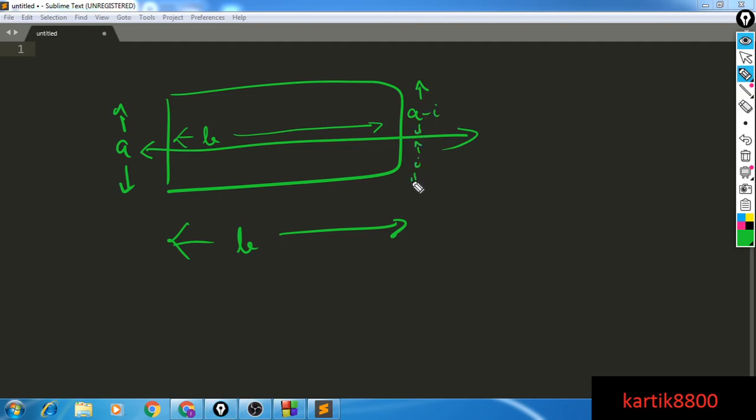So this i can be 1 and so on until a minus 1. These are the a minus 1 possible options for making the vertical cut. So with this intuition, let me move forward and define my DP state.